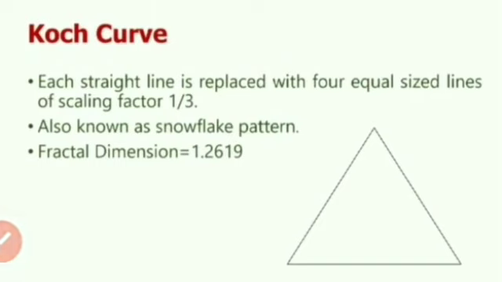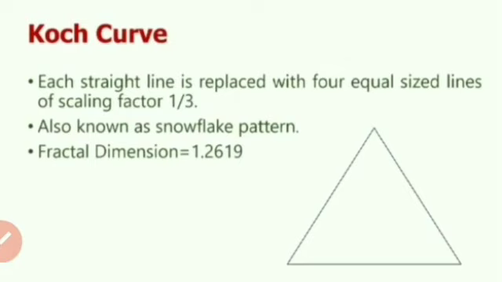The most favorite, or most important, example of these fractals is the Koch curve. And how do you get this Koch curve? It can be drawn by dividing a line into 4 equal segments with scaling factor 1 by 3, and the middle 2 segments are so adjusted that they form adjacent sides of an equilateral triangle.